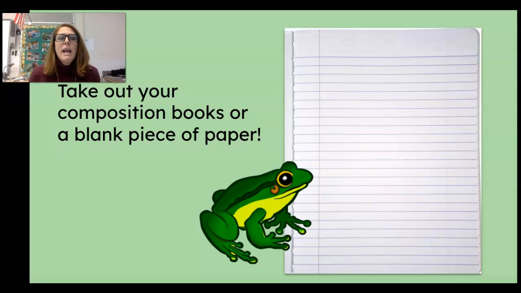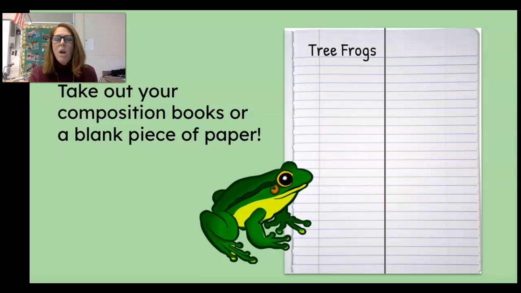Next, take out a piece of paper or your composition book. You should have gotten a composition book in your materials, and draw a line down the center. If you're just using a loose piece of paper, you could fold it in half like that. We call that a hot dog fold. On the left side, you're going to write tree frogs. And on the right side, you're going to write poison dart frogs.